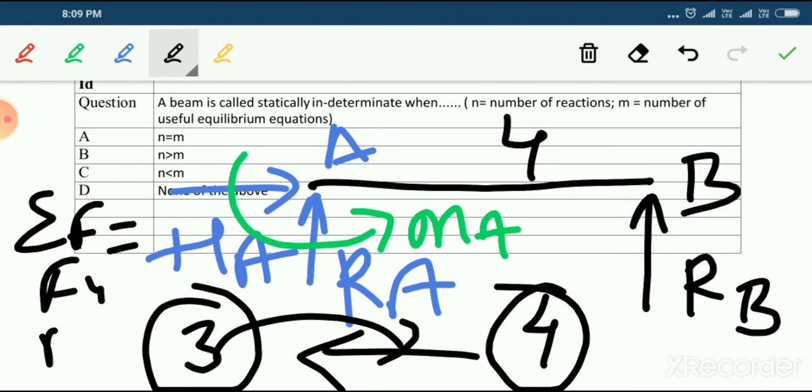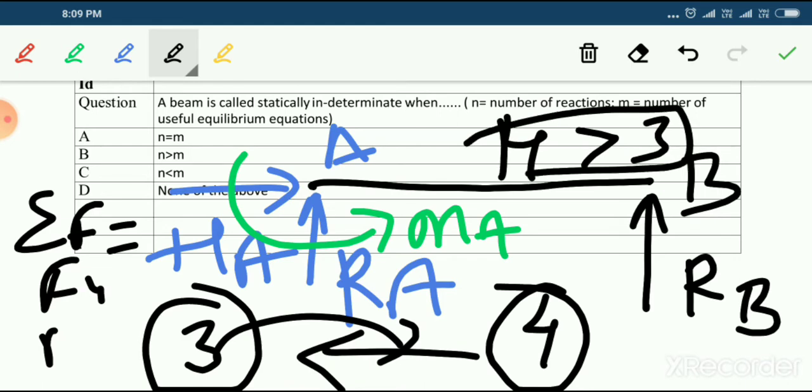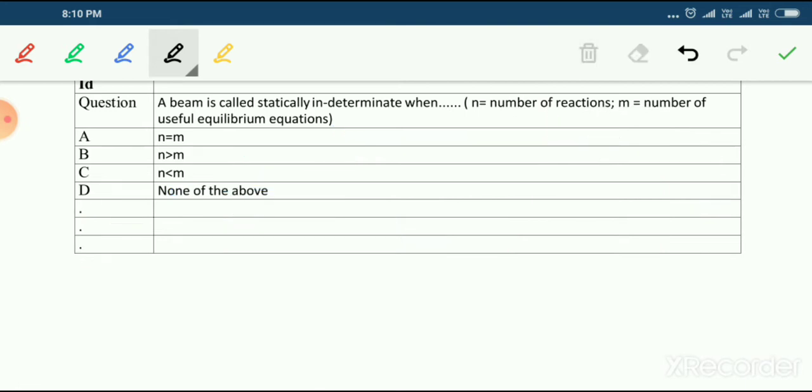How many equilibrium equations are there? Three only. So this is the case. If the number of reactions is more than the static equations, then that type of beam is called a statically indeterminate beam. Okay, try to understand the question carefully.